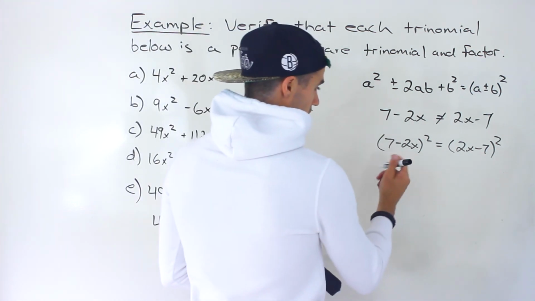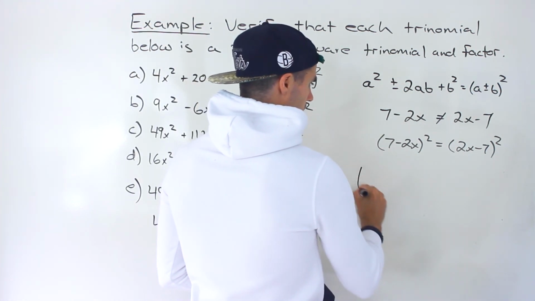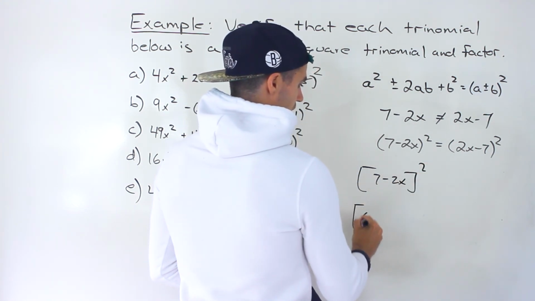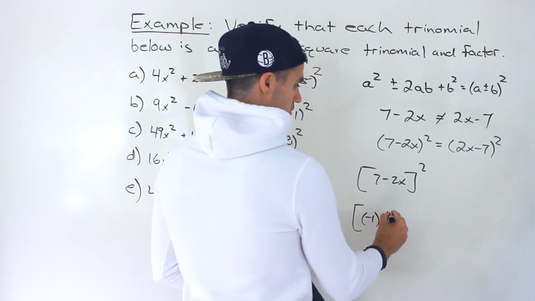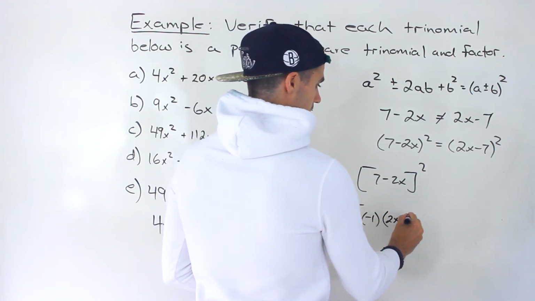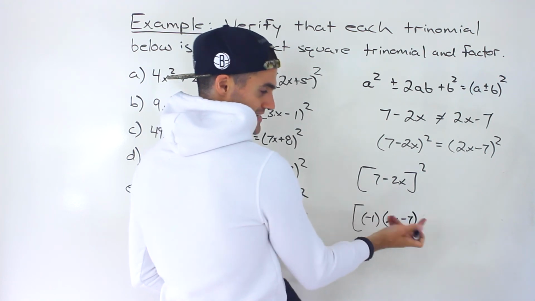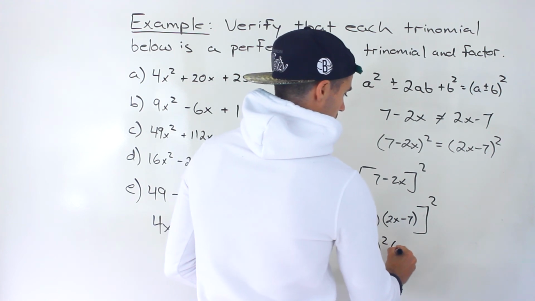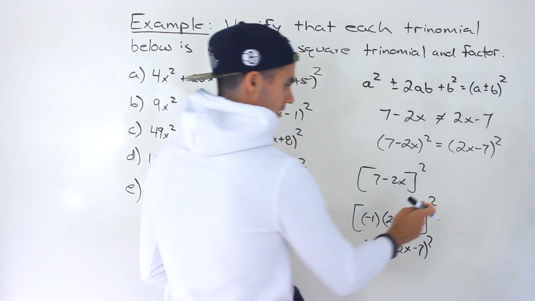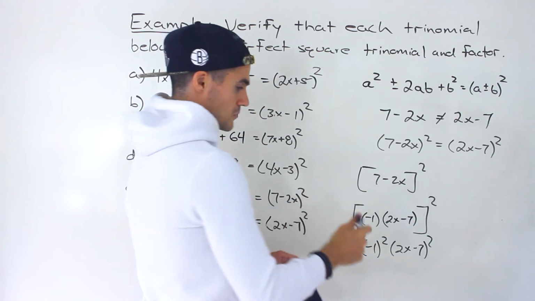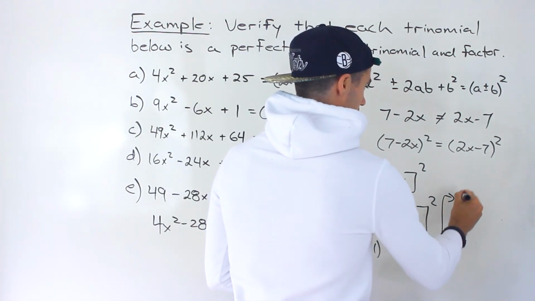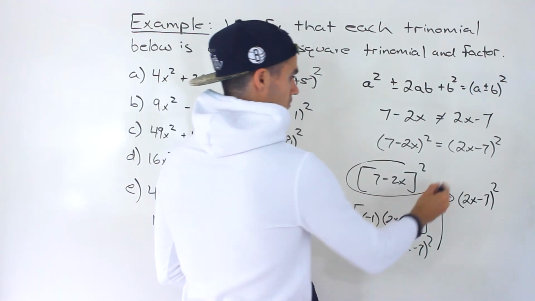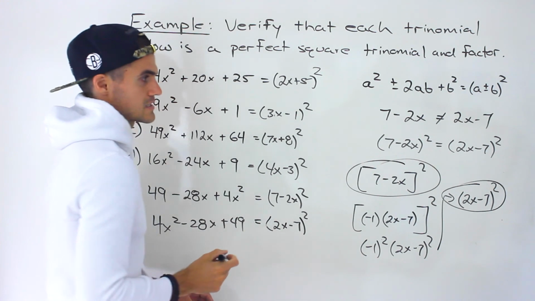So the reason why these are equal is because we can factor out a negative 1 from this, and when we do, it ends up being negative 7 plus 2x, which is the same as 2x minus 7. And then when we square that, we'd have negative 1 squared, 2x minus 7 squared. We could take that exponent and distribute it to the terms we're multiplying. Negative 1 to the power 2 is positive 1, and we're left with 2x minus 7 squared. So we just showed that both of them are the same thing.